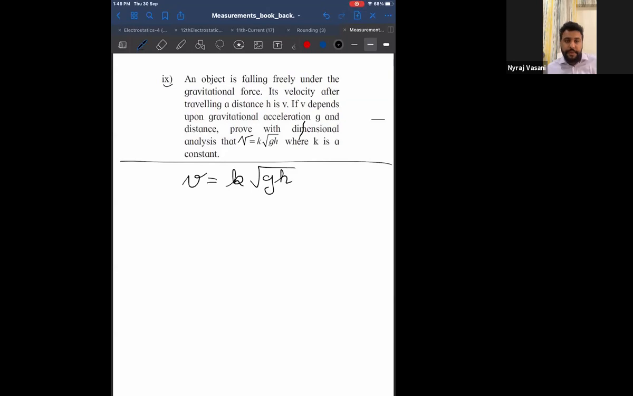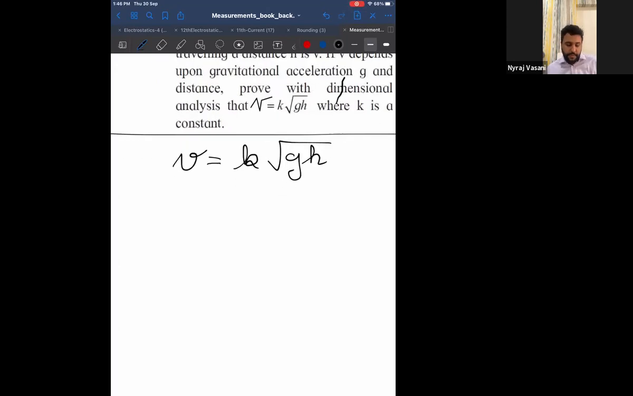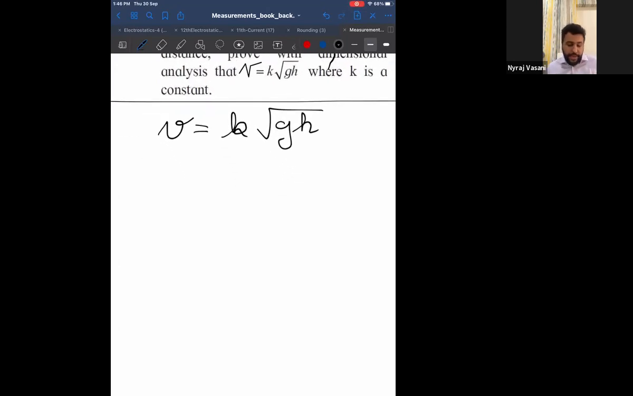Did you prove it? Now let us prove it. v is equal to k into square root of gh. So can I say this is one box? Can I say this is another box? Correct?